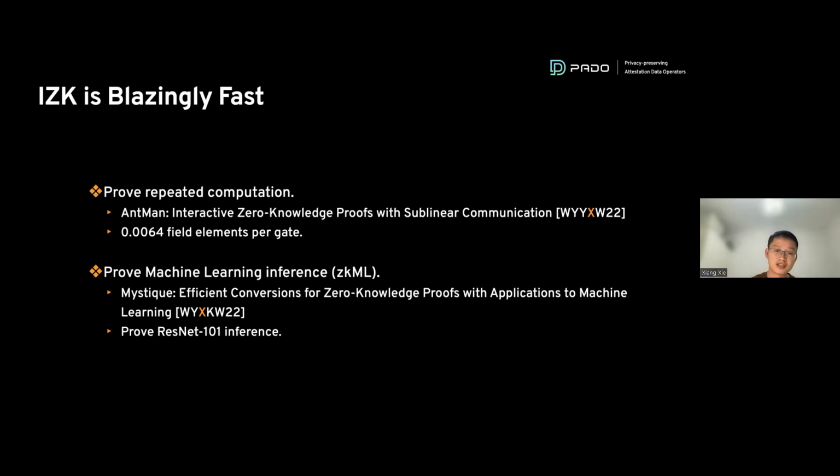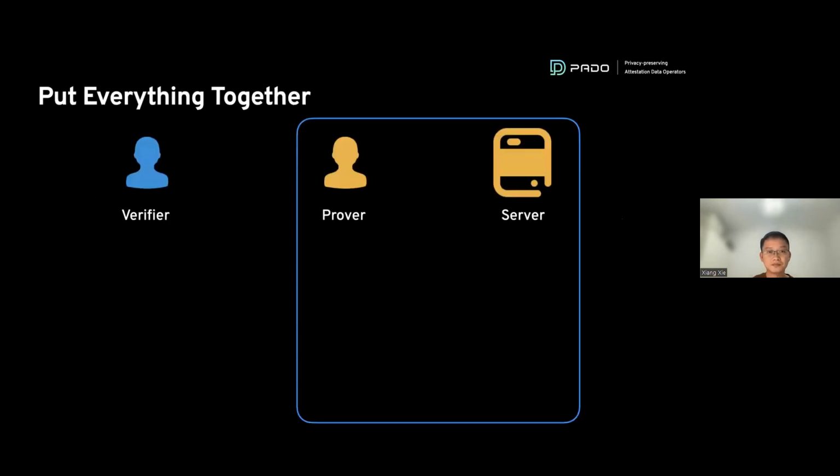And we also design ZKML protocols using IZK. So we can prove ResNet-101 inference. I think it is the most complicated model we can prove so far, as far as I know. But one important thing is that the whole protocol is interactive. It's not publicly verifiable. But we can show that IZK is powerful enough to prove very complicated applications.